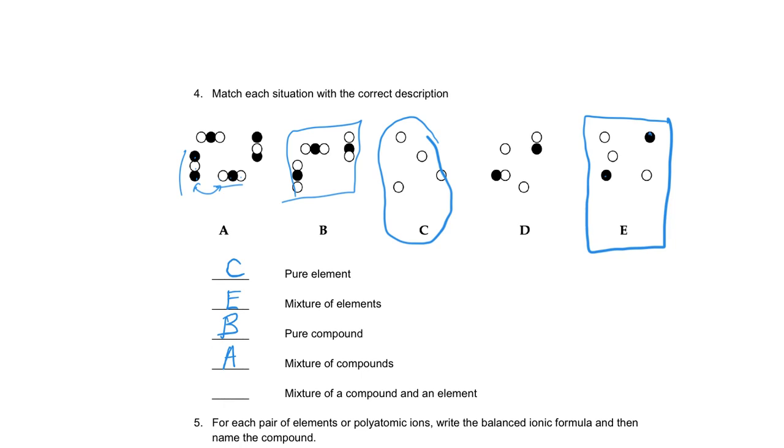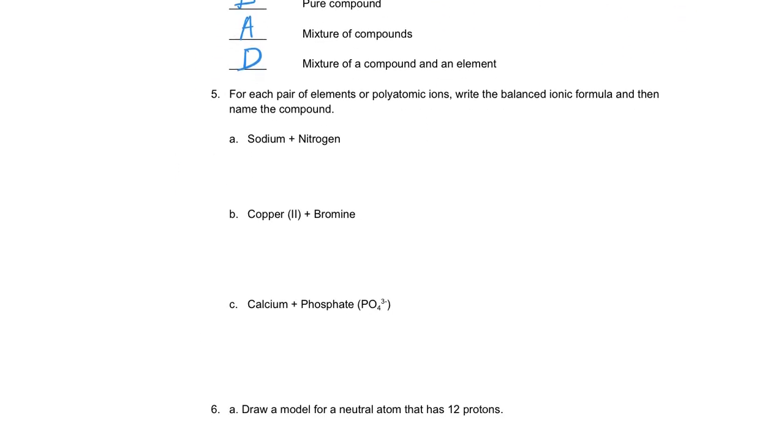All right? Then the last one, of course, is going to be a compound and an element. So you've got a compound where you got the black and the white together, and then you have the element, which are those two right there. So we've got D. Okay, so that wasn't too bad. Let's have a look at number 5.